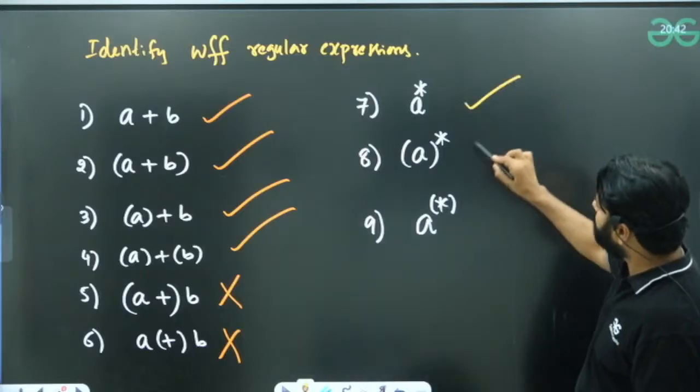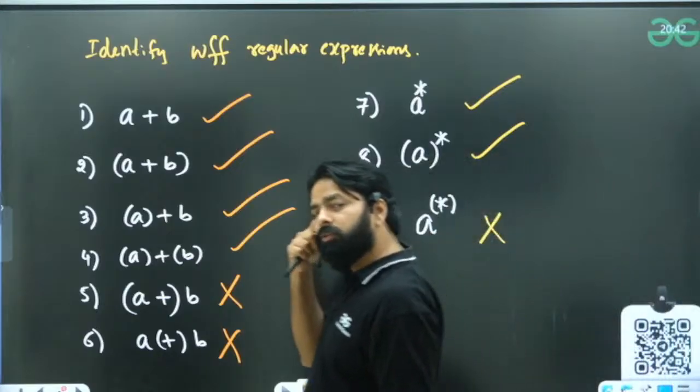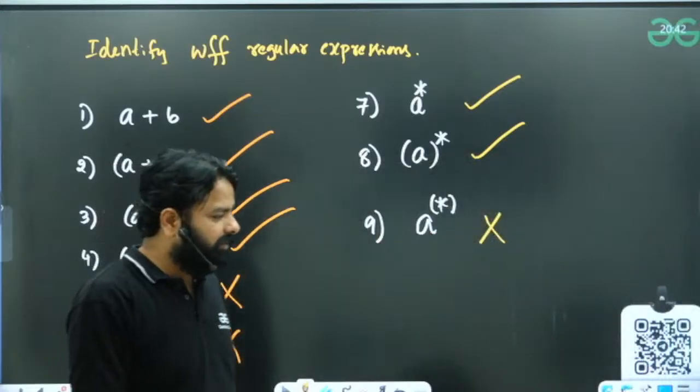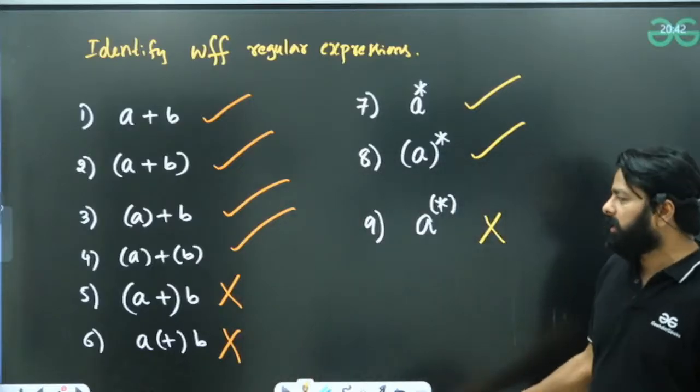This is well-formed, but this is not. You cannot close the operator without operands. Okay. I hope you have no issue with understanding the well-formed regular expressions.